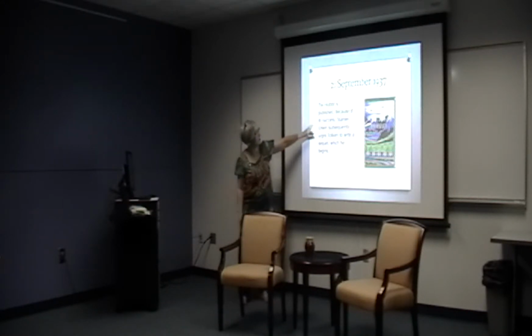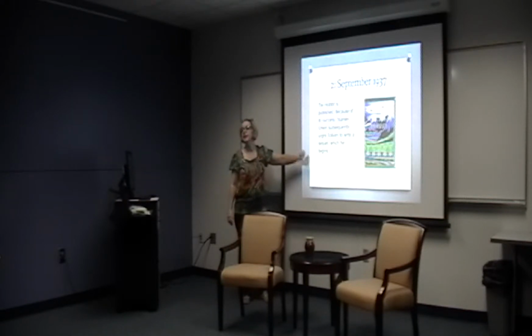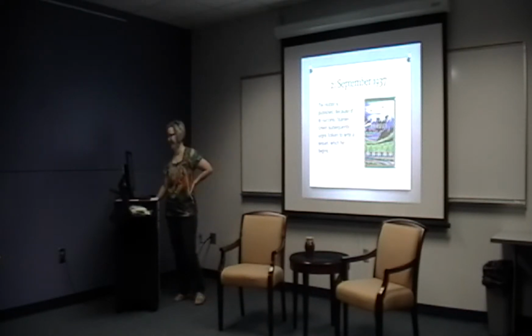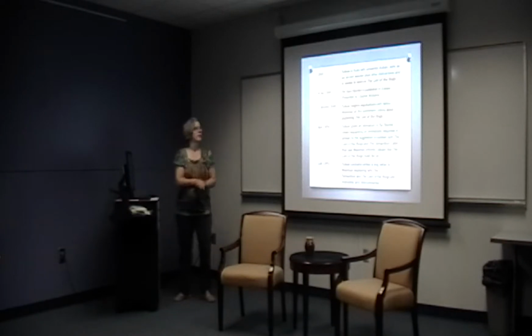All right, so 37. The Hobbit is published. It's really successful. Stanley Unwin, that's the other publisher at Allen and Unwin, starts urging him to write a sequel. He starts the sequel. It's going to be a while, you guys. This is 37. All right. A little thing called World War II breaks out. Tolkien went to World War I. He was in the trenches.